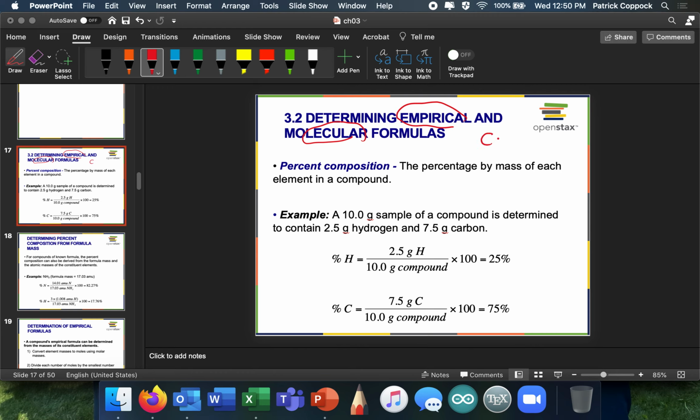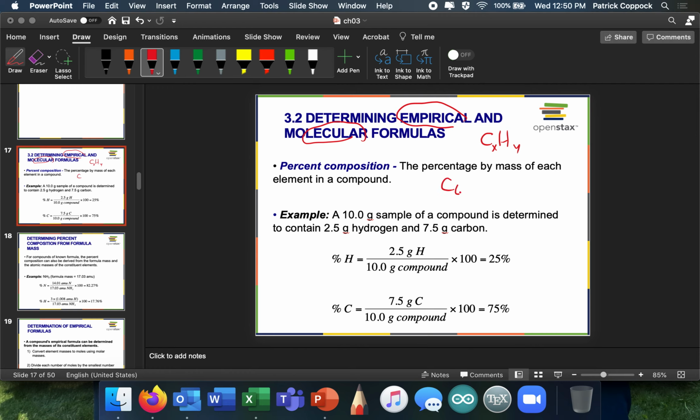lowest ratio. If I've got a formula that looks like this, C, H, X, and Y, you know that there's X moles of carbon for every 1 mole of this compound and Y moles of hydrogen for every mole of that compound, right? Or X atoms of carbon in a formula unit and Y atoms of hydrogen in a formula unit, right? Well, empirical formulas are the lowest whole number ratios here, right?